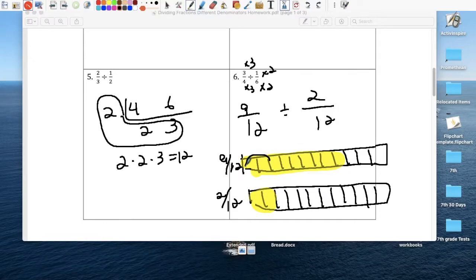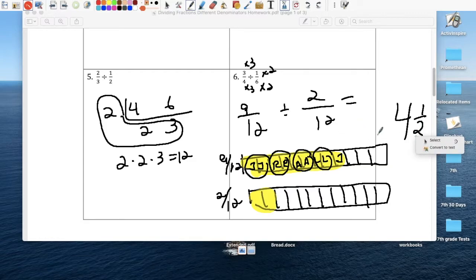Well, I can give this piece to Jacqueline, 2/12. I can give another 2/12 to Rachel. I can give another 2/12 to Amir. I give another 2/12 to Luis. So 1, 2, 3, 4 people I can give it to, right? And then Jeremy, the last one, can I give him 2 pieces? No. But I can give him 1 out of 2.